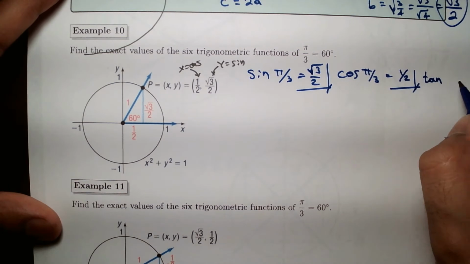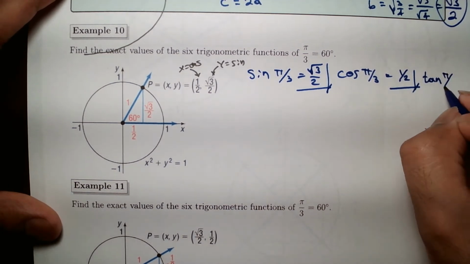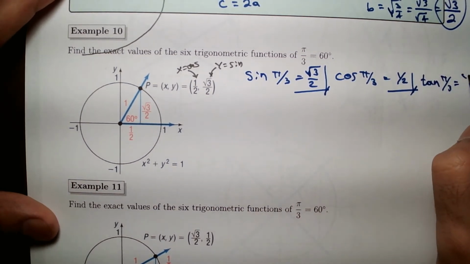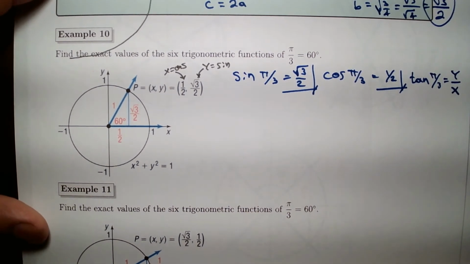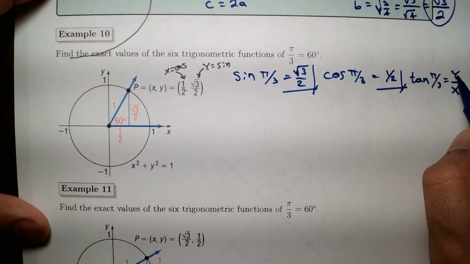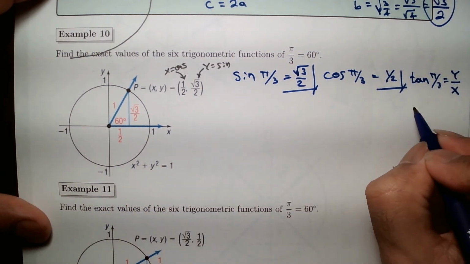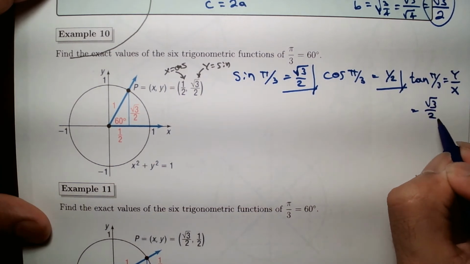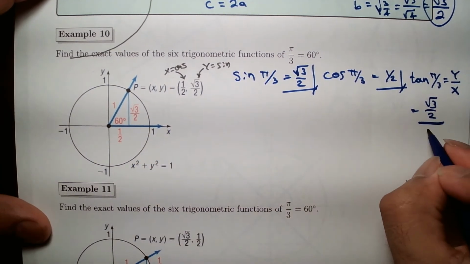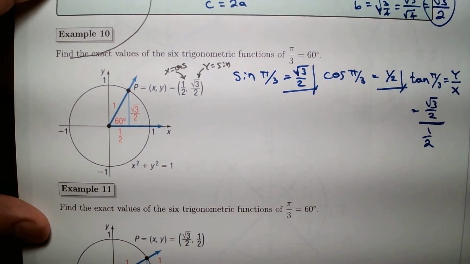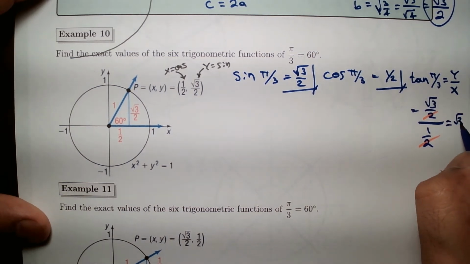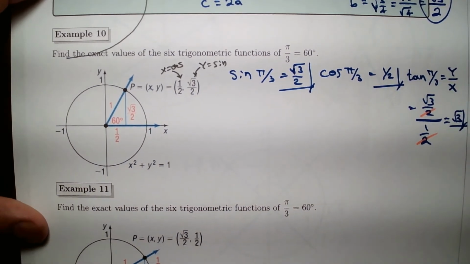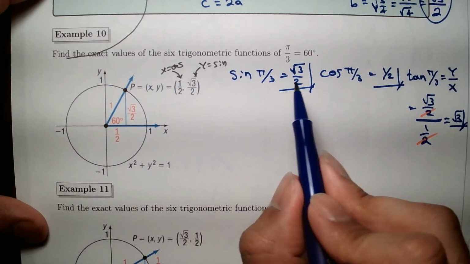Tangent, which is y over x as usual. Again, that comes from the formula that we discussed earlier in this section. But what's the y value? That's square root of 3 over 2 over the x value, which is 1/2. Again, something nice is going to happen here. The 2's are going to go away. And square root of 3 over 1, that's simply square root of 3. Final answer. Okay, we're done with sine, cosine, and tangent.